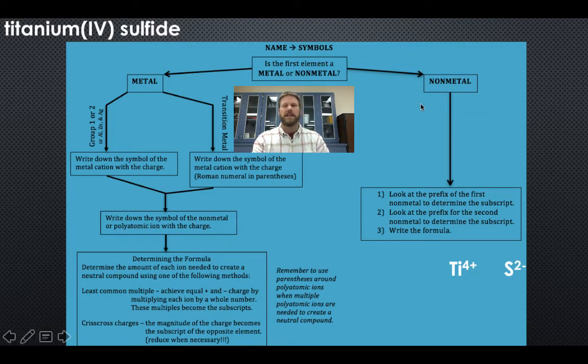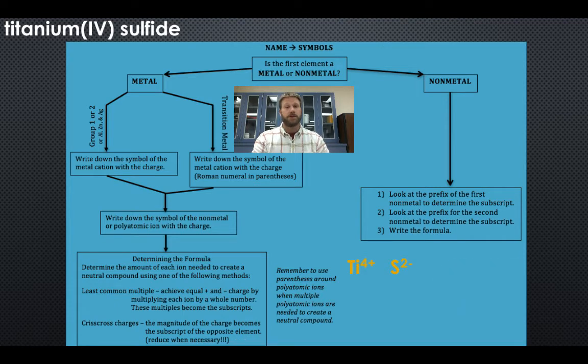Or you can go the least common multiple route. So the charges are 4 and 2. The least common multiple of 4 and 2 is 4. So you need to multiply each of these ions so that you get a +4 and a -4. Well, to get a +4, you just need 1 titanium. And to get a -4, you need 2 sulfurs. These numbers then become the subscripts in the formula. So TiS2, because you do not need a subscript if you only have one of the ion.